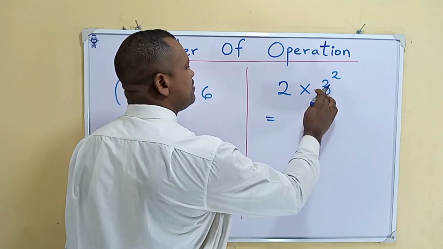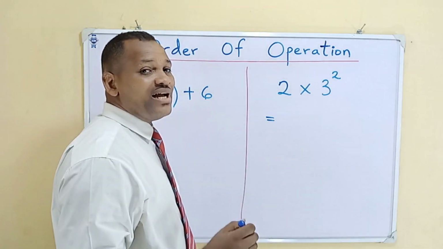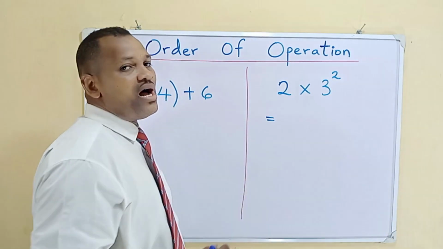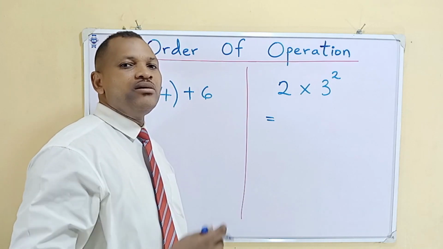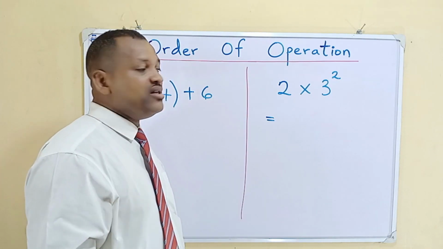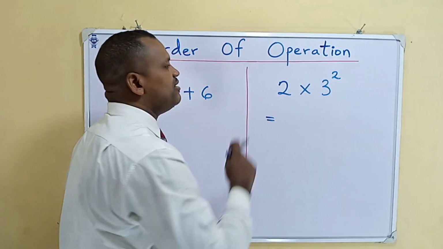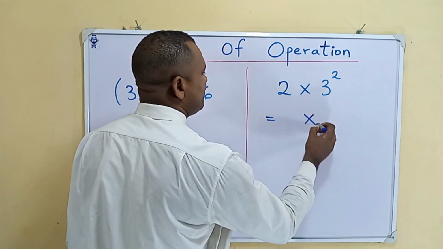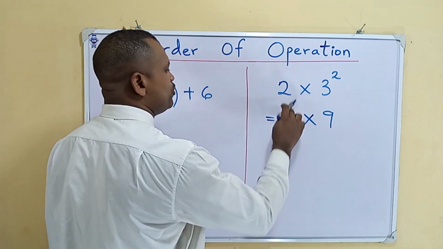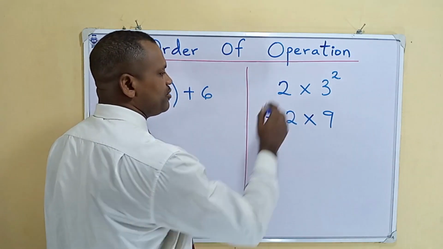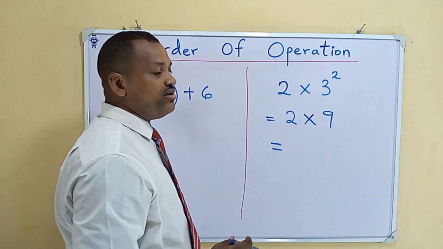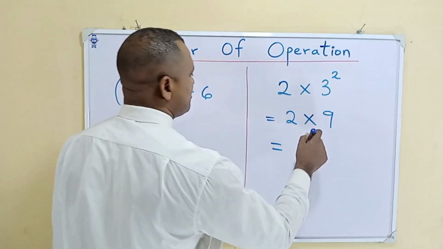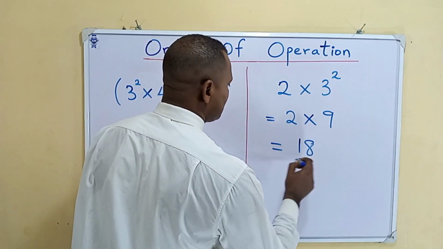3 squared means 3 times 3. It doesn't mean 3 times 2. It means 3 times 3. Actually, exponent is simply repeated multiplication. Instead of 3 times 3, it is written 3 squared. So this is 3 times 3, and that will give you 9. This 2, you bring it down just the way it is. You write it. Then after you have dealt with the exponent, you can now go ahead and multiply. 2 times 9 is 18.